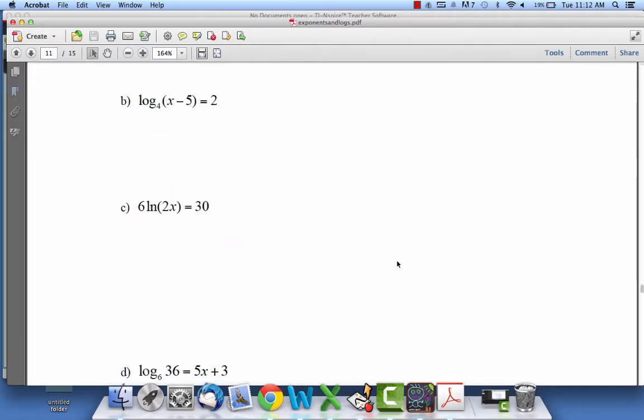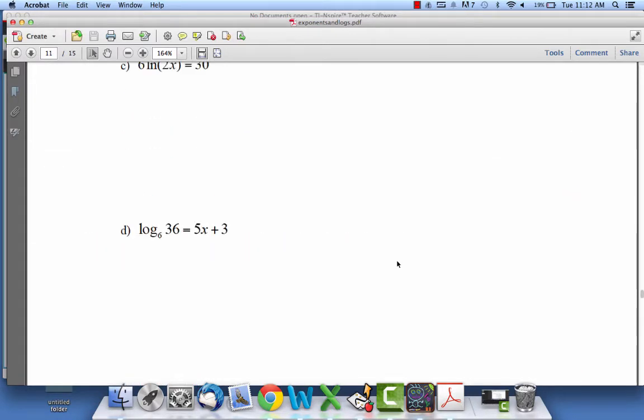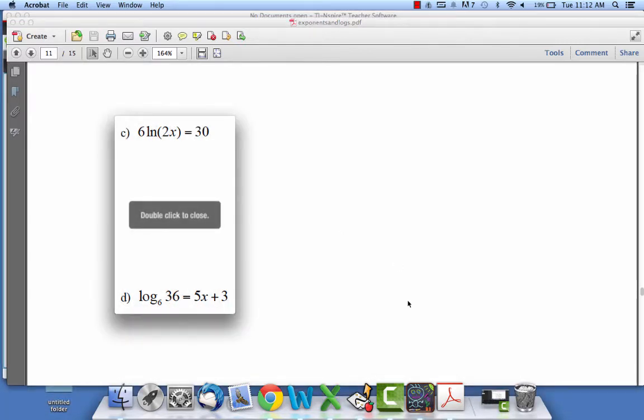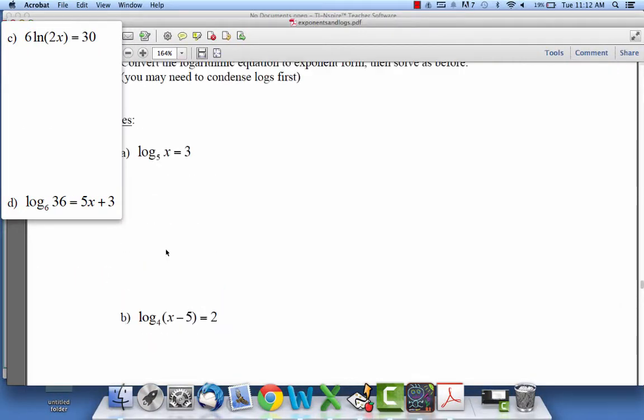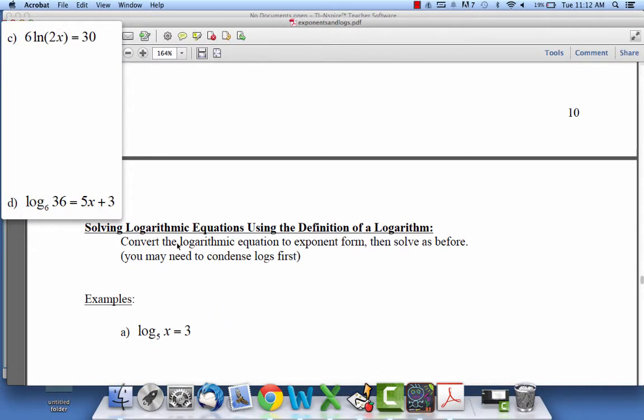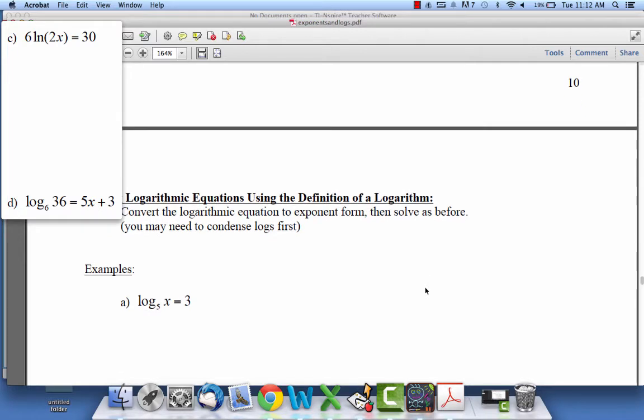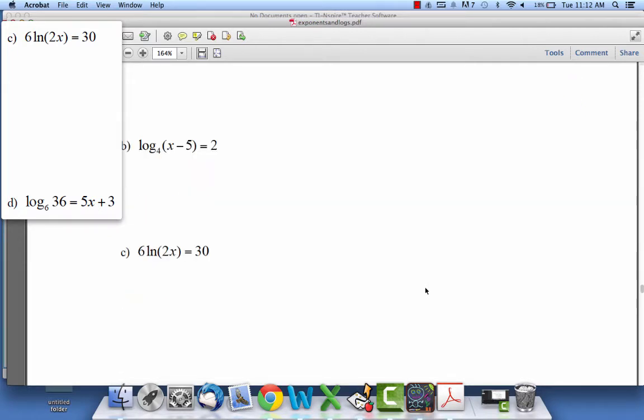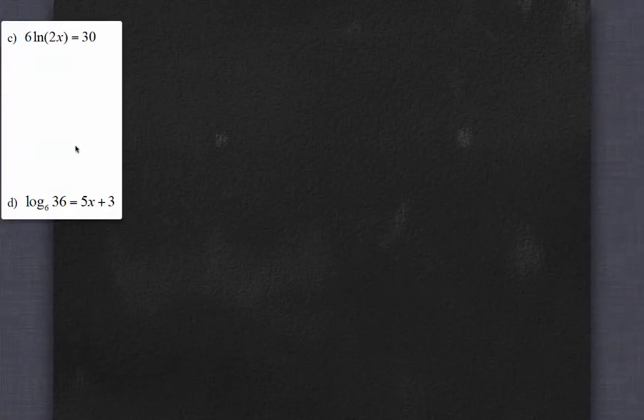Okay. I don't think I'll do all of these. Let me do the last two, maybe. And again, feel free to pause, give it a go yourself. Okay, so what we're going to do is, the rules are convert it to exponential form and then solve. Go. Okay.